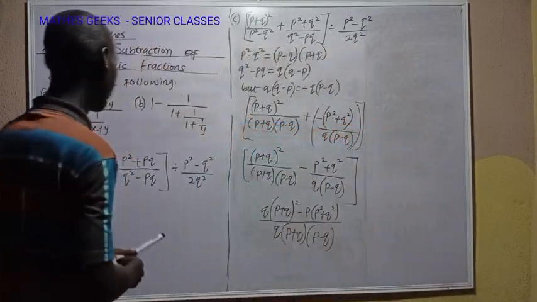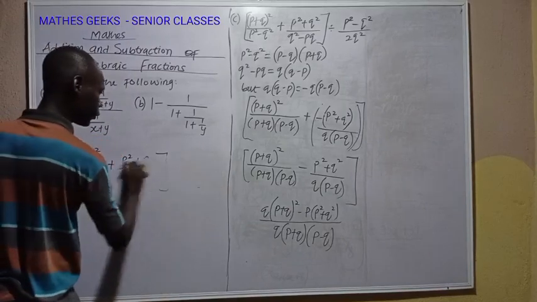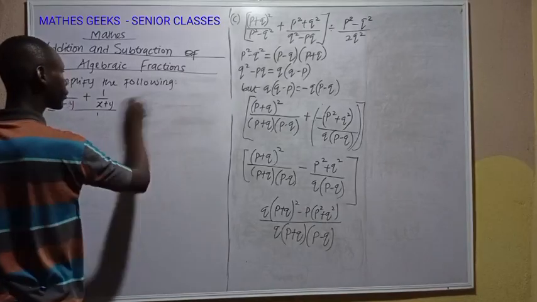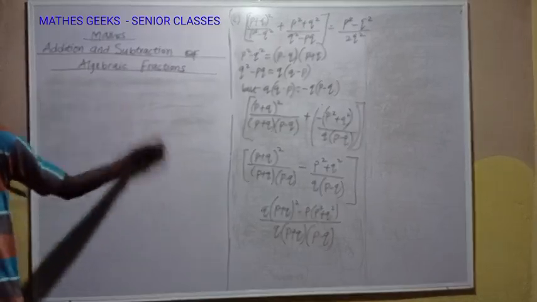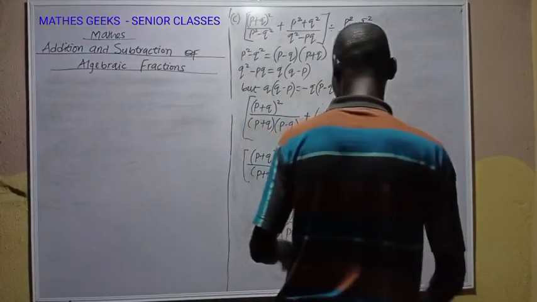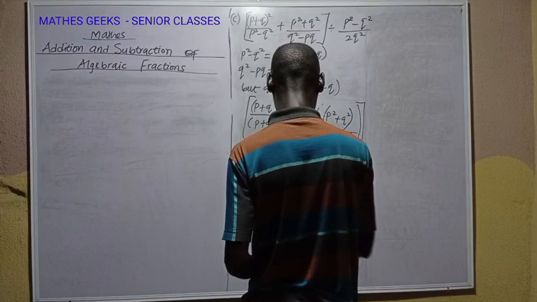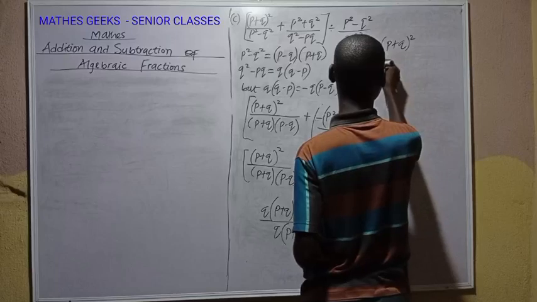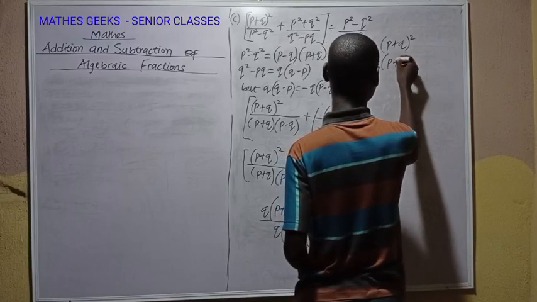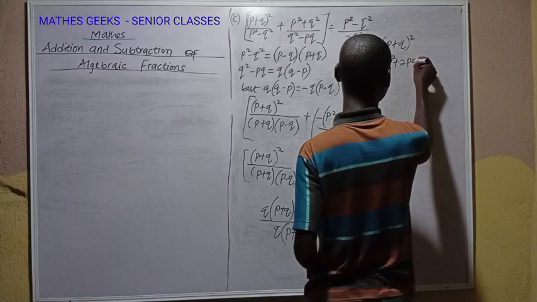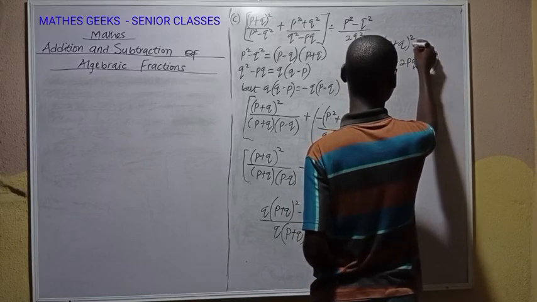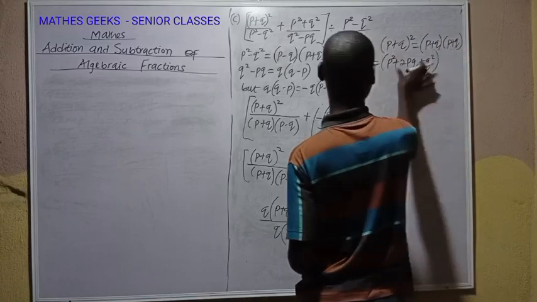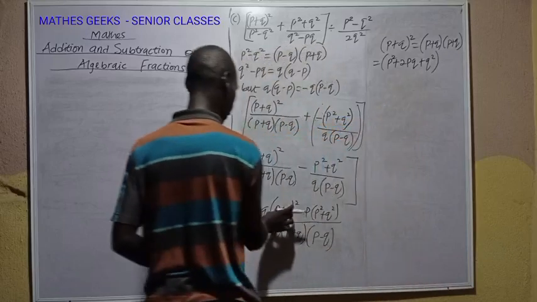Okay, I may have to write this part too. So this point I'm going to expand here. (p plus q) squared is p squared plus 2pq plus q squared. What it means is (p plus q)(p plus q). When you expand this, you're going to have this, so I'm going to put this in place of this here.